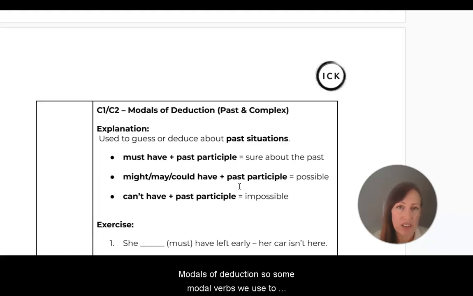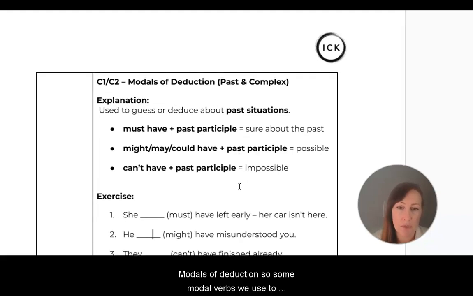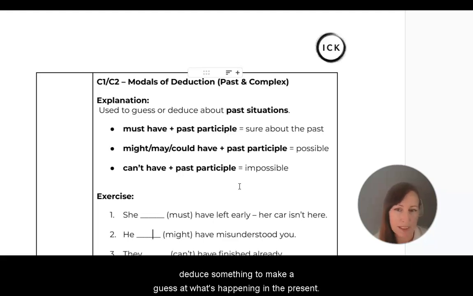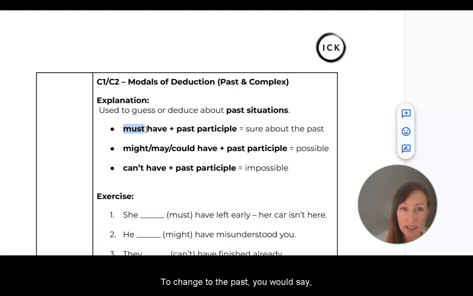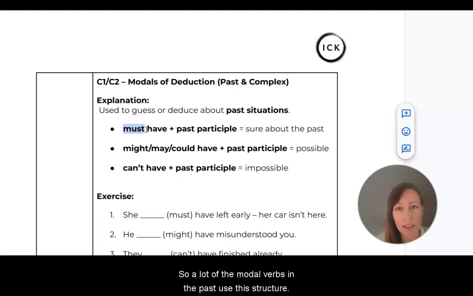Modals of deduction. So some modal verbs we use to deduce something, to make a guess at what's happening. In the present, for example, you could say he's sleeping on the street, he must be homeless. To change to the past, you would say he was sleeping on the street, he must have been homeless. So must plus have plus participle. So a lot of the modal verbs in the past use this structure.